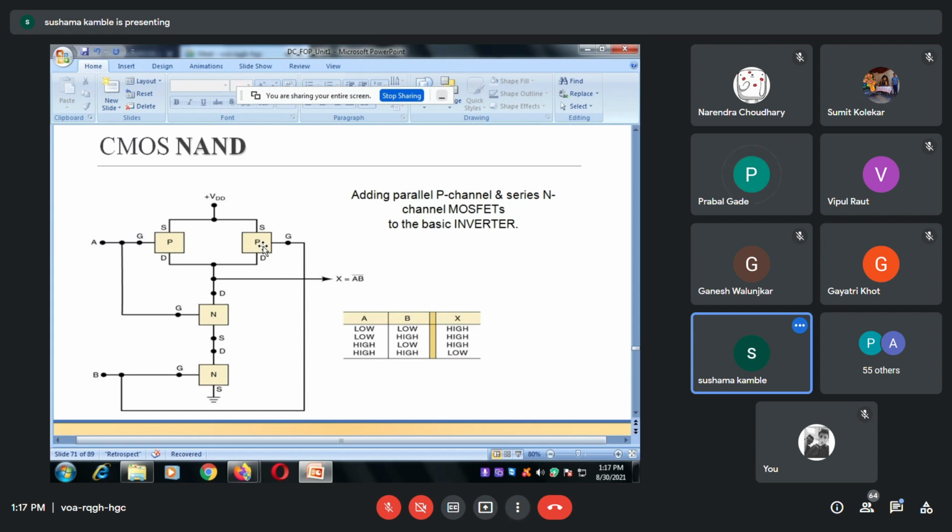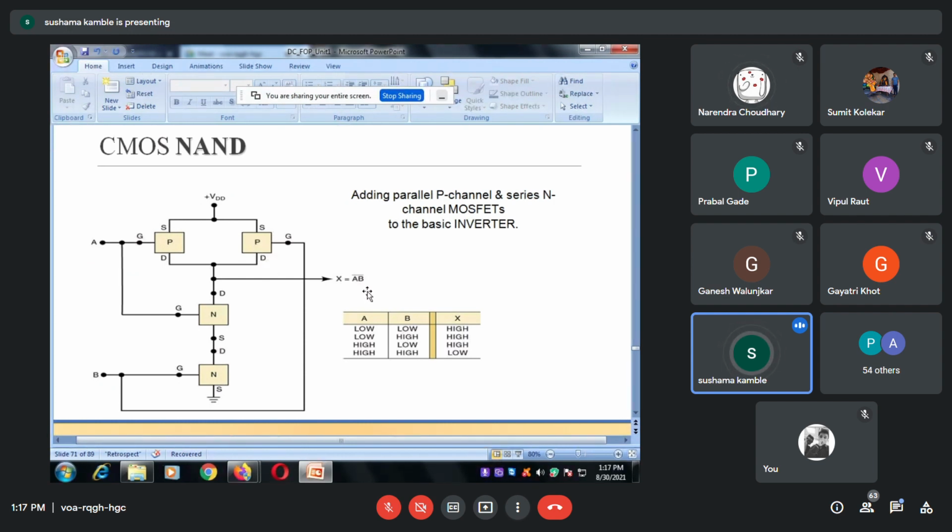Yes, ma'am. Now the right side PMOS will be conducting, not this left side, because A is high. Right? Here we are giving a high input. So this left side PMOS is going to be off. This right side PMOS is going to be on, and accordingly you are getting the output as high.